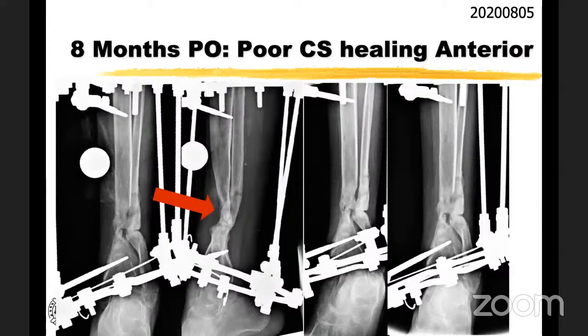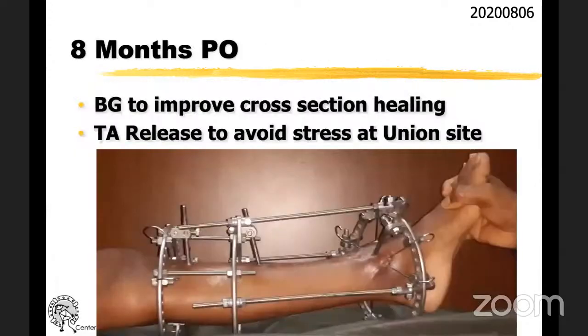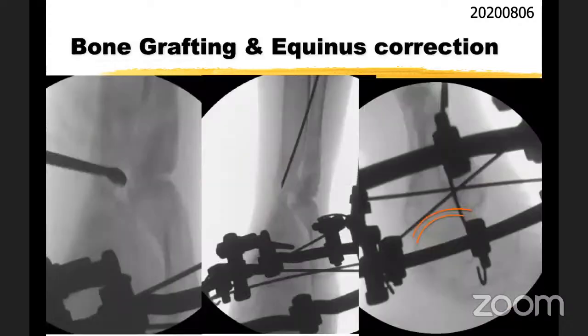At 8 months post-op, the red arrow shows poor cross-sectional healing anteriorly. So we planned for bone graft to improve cross-section healing, and the tendon was released to avoid stress at the union site. For the bone grafting, we did curettage, followed by bone grafting. The right side image shows equinus correction, and the contour of the joint congruency is maintained.